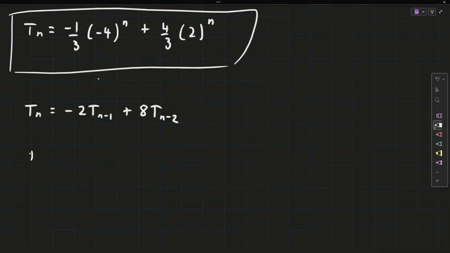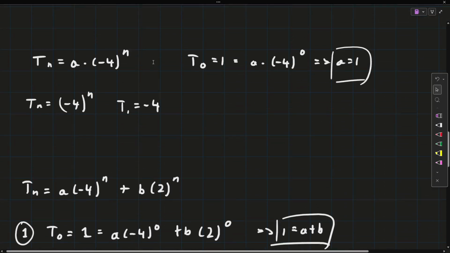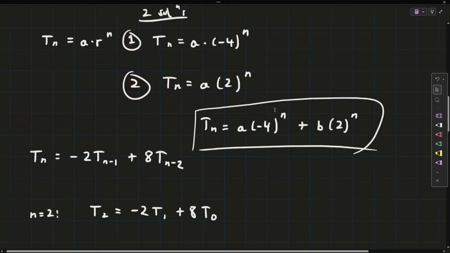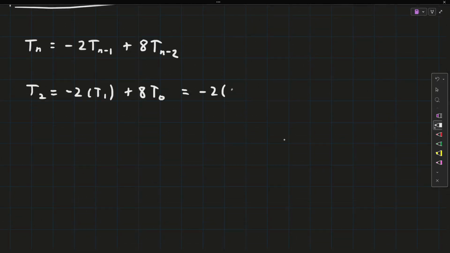So if I want to find out the second term, t2, it'll be minus 2 t1 plus 8 t0. Remember, what did we say t1 was? It was 4, wasn't it? T1 was 4 at the start. Yep. So T1 is 4. So we'll have minus 2 times 4 plus 8, and then T0 we said was 1. So the second term should be 0 according to this.